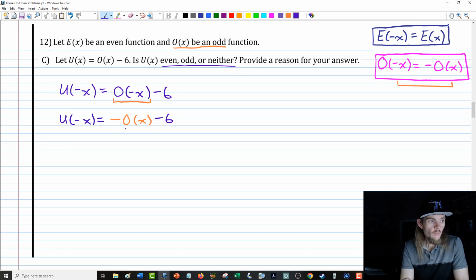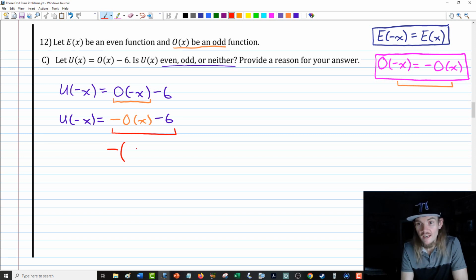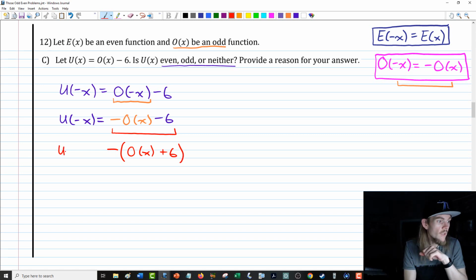So there's what we end up with: negative O of x minus 6. And now I bet, as you look at this, you're like, oh, we got a negative sign out front, it must be odd. Not so fast, my friend. I'm going to do that same thing we did on the earlier extra example. I noticed that there's a negative sign in both O of x and negative 6, so I'm going to pull out that negative 1. That'll leave me with O of x plus 6. So we have just shown that u of negative x is equal to negative O of x plus 6.